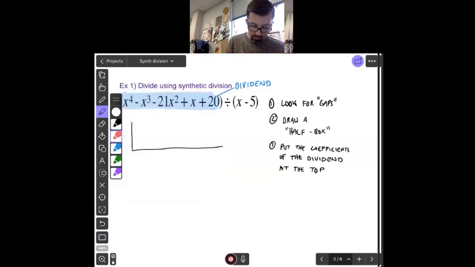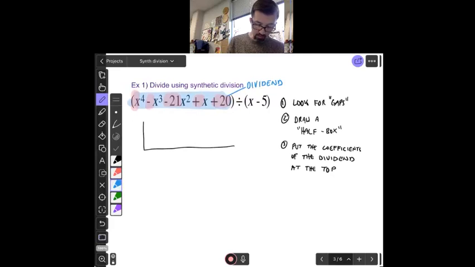So I have a 1 there in front of my x to the fourth. I have a negative 1 x cubed. I have a negative 21 x squared. I have a positive 1x, and then my constant term here. So those are the coefficients of my dividend. Again, 1, negative 1, negative 21, 1, and 20. So do not bring down the x's. Make sure your signs, those minus signs, are important.